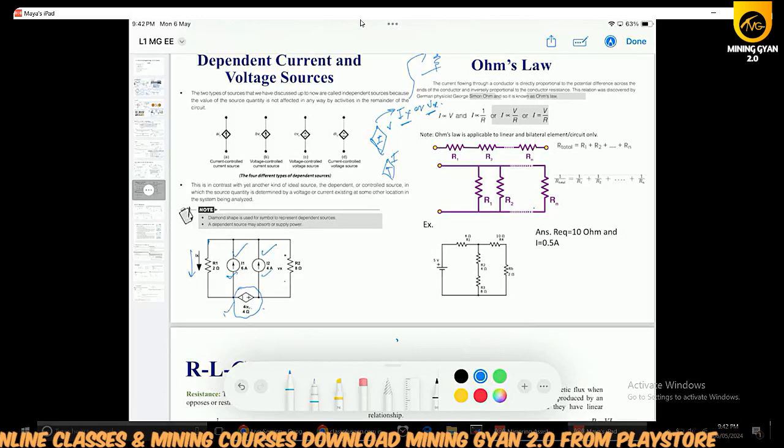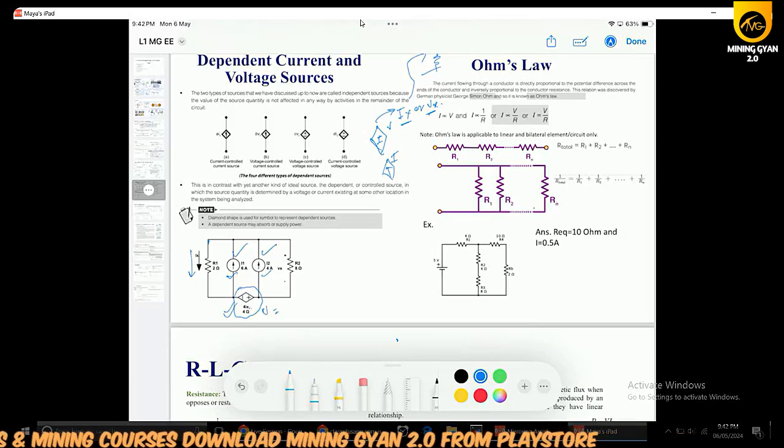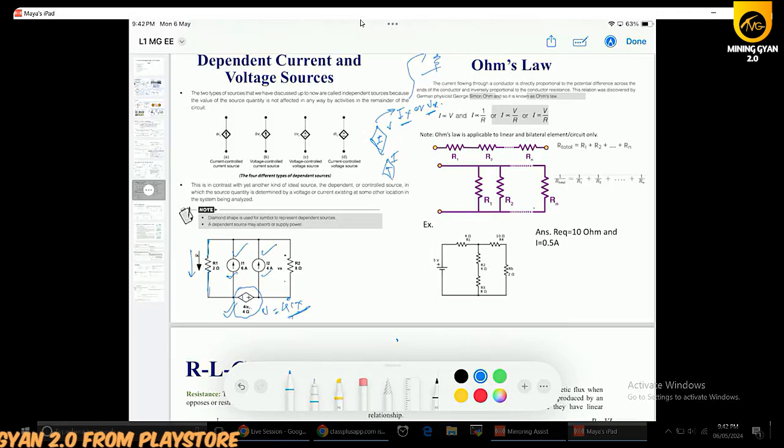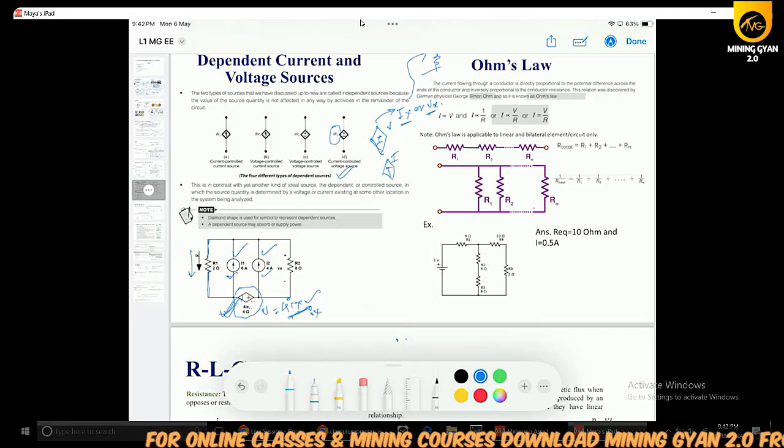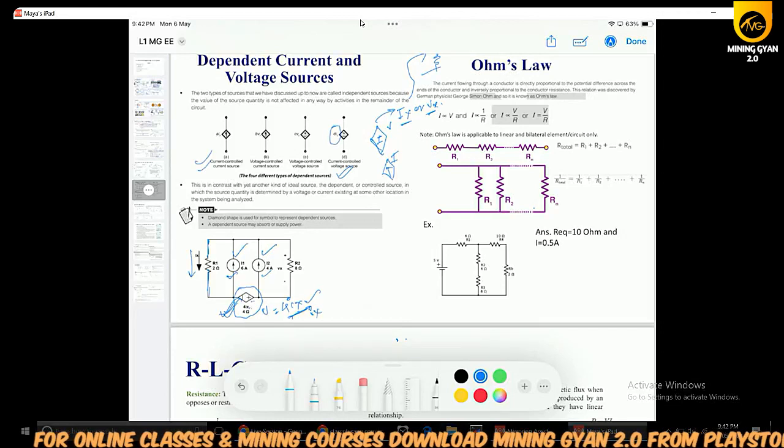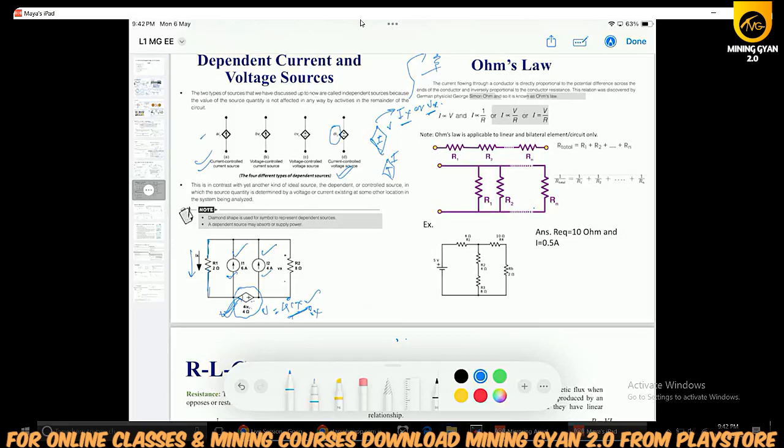So this voltage source has a value of 4 Ix, and we have to calculate this current value. It is dependent on the Ix value, and that's why we call it a dependent voltage source. And it is dependent on the current, and that's why it is called a current controlled voltage source, because it is dependent on the current. Likewise, if we take this one, current controlled current source, this is I1.